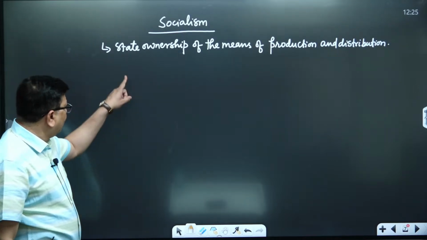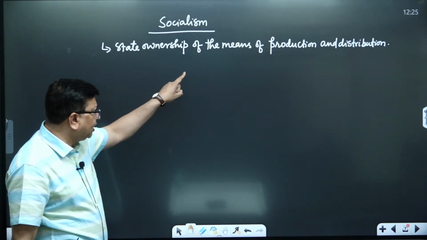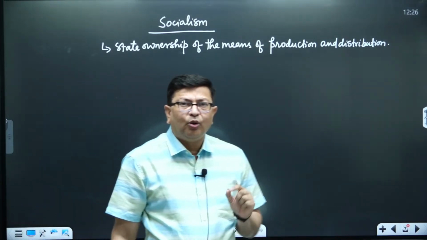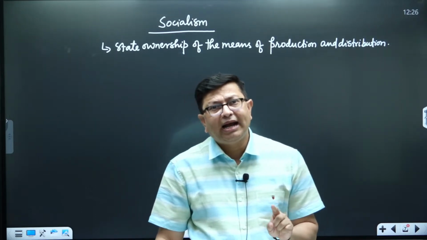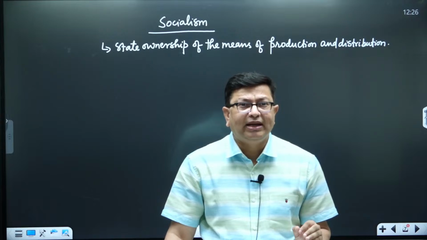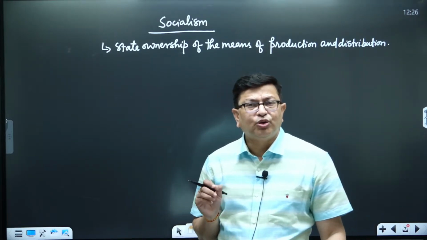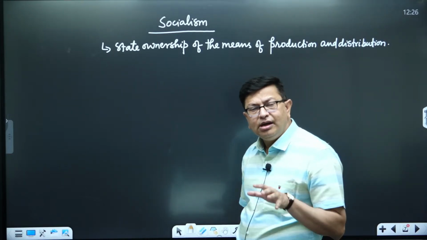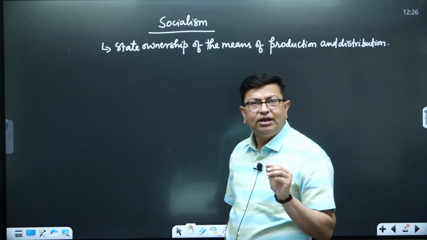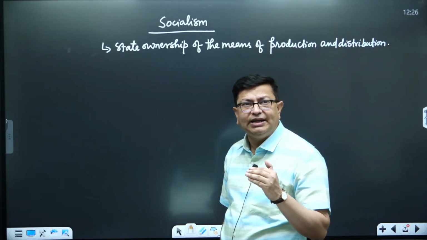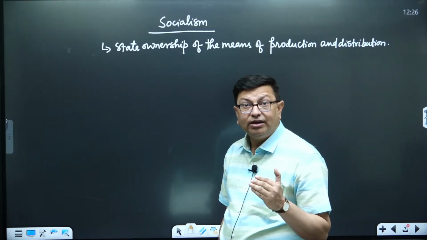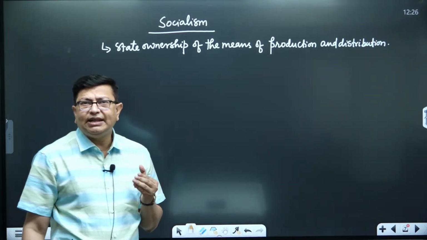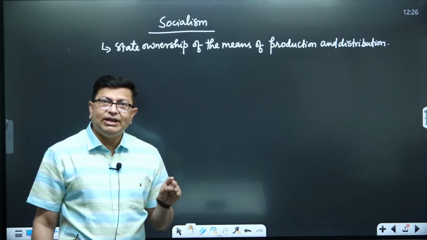Then when we say it is state ownership of the means of production and distribution, another thing that comes to our mind is, what is the difference between socialism and communism? Questions can be expected from here also. Socialism is state ownership of the means of production and distribution. There will be a state here, and the means of production and distribution will not be in the hands of private persons, but in the hands of the state. Then questions we have seen in the PYQs have been from communism also.